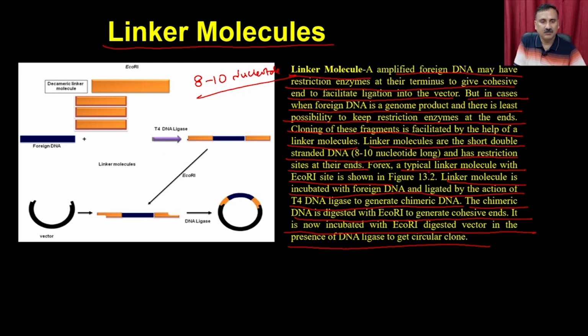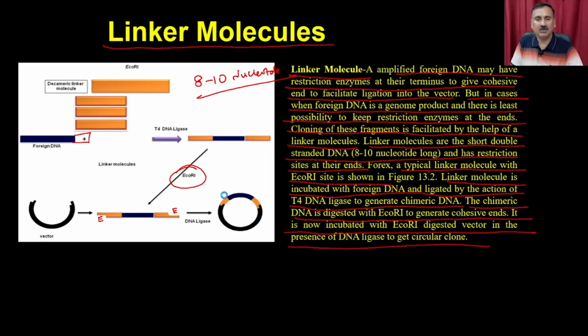So what you did is you put the linker DNA on both sides, okay, with the help of the T4 DNA ligase. And when you do the digestion of this DNA with the help of EcoR1, it is going to have the EcoR1 site on both the ends, and that's how it is going to get inserted into the vector. And this is the way in which a blunt-ended DNA fragment can be inserted into the vector.